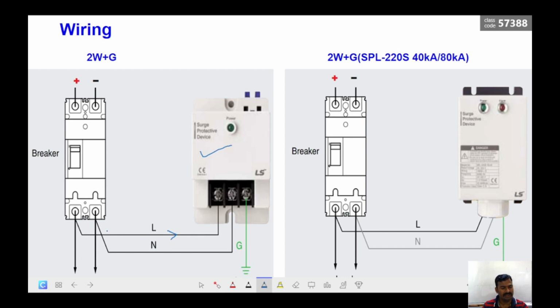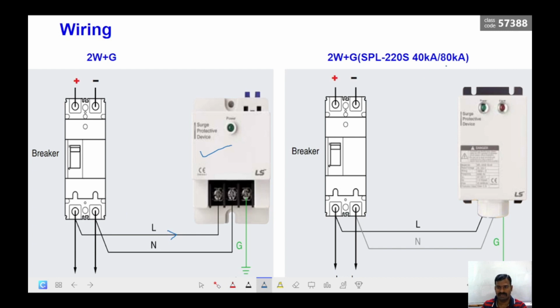When a fault current happens or when a surge takes place, either externally or internally, the surge current or surge voltage is enough to make this device conduct, so the output is given to the ground. It bypasses the surge current to the ground. This is how the surge protective device protects the load or the panel from any surges.